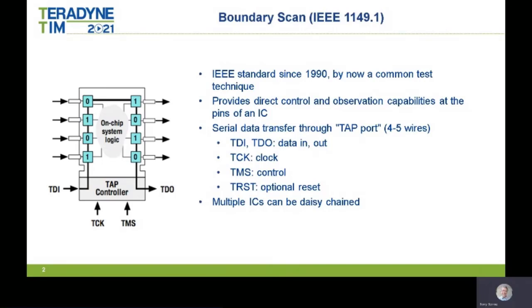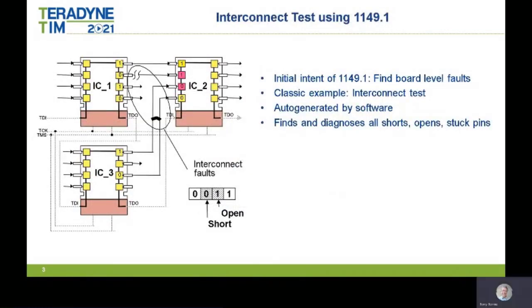The design allows multiple boundary scan ICs to be daisy-chained together so that all the boundary scan ICs on a board can be accessed from a single 4 or 5 wire connection. The initial intent of this standard was to enable more efficient tests for board-level faults. And the classic example of what this is good for is interconnect testing.